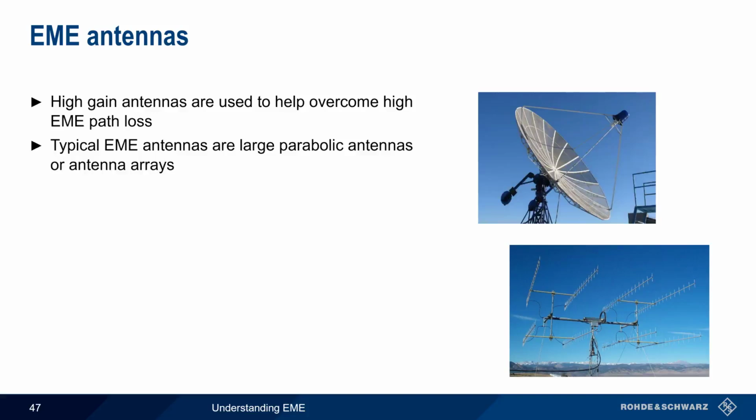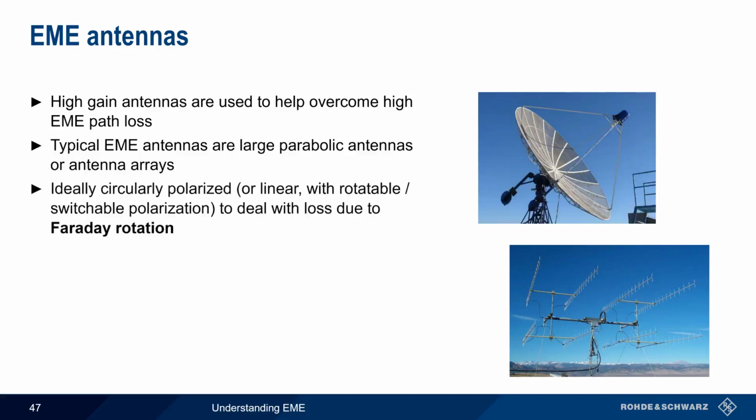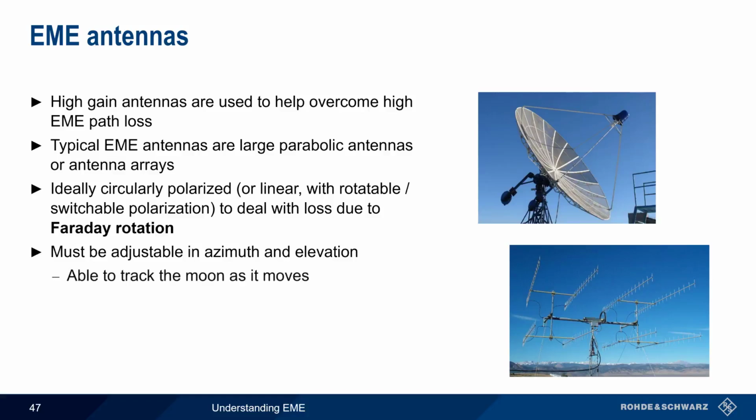Ideally, antennas used for EME should have circular polarization or switchable polarization in order to deal with losses due to Faraday rotation. We'll come back to this topic later in the presentation. And regardless of antenna type, EME requires antennas that are adjustable in both azimuth and elevation, since the moon is a moving target that must be tracked as it moves across the sky.